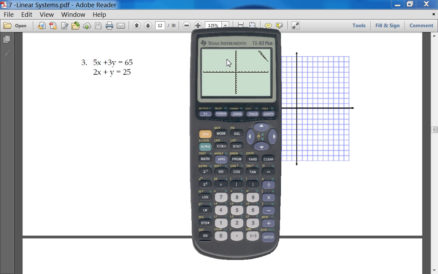Okay, so for this window, what do you want to see more of the graph? You want to see more to the right and more up. Do you guys agree with that? It's tucked away in the top right. So you want to see more to the right and more up.